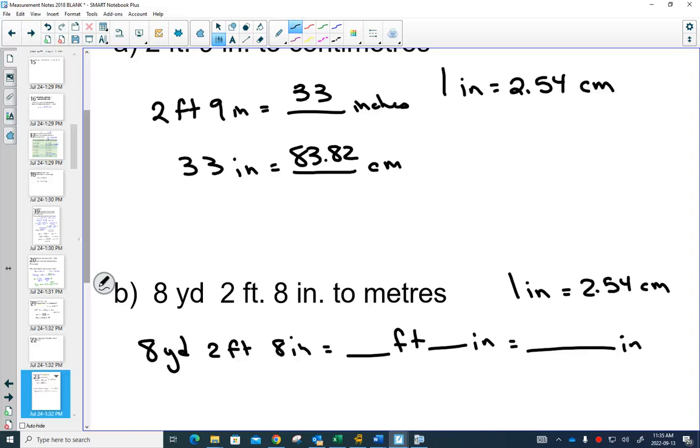There are 3 feet in a yard. Does it make sense that these 8 yards make 24 feet? Add them to the 2 feet you already have. You have now 26 feet and still 8 inches. There are 12 inches in a foot, so 26 times 12 is 312 plus the 8 gives me 320 inches.